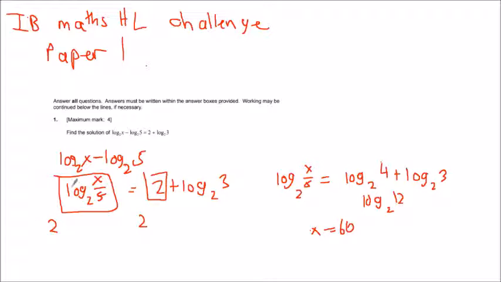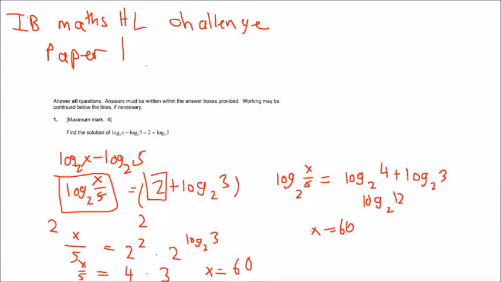x equals 60, because 60 divided by 5 is 12. Or you can also take both to the second power like this, so then you'll have 2 to the power of 2 plus log base 2 of 3. Which will get you, I think, x over 5 is equal to 2 squared times 2 to the log base 2 of 3, and that's going to be 4 times 3 equals x over 5, and x equals 60. So you get 60 no matter what, right? So that's the first question.